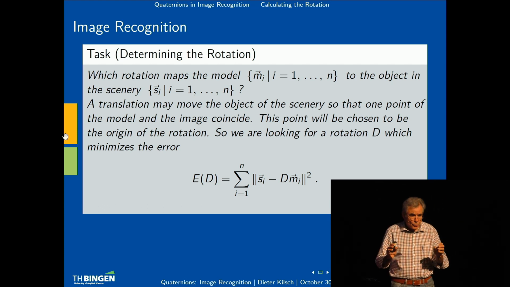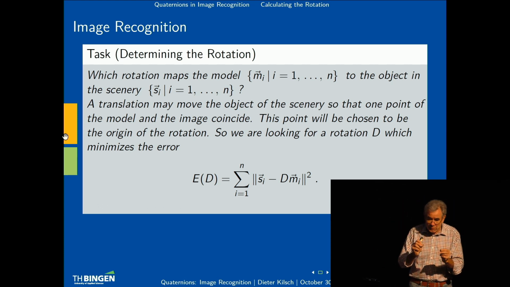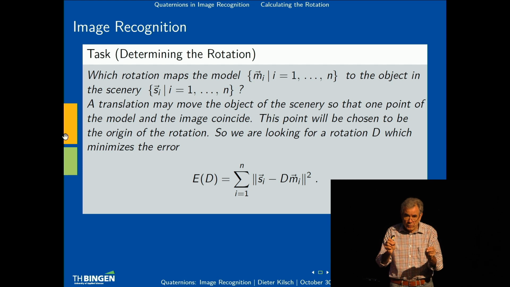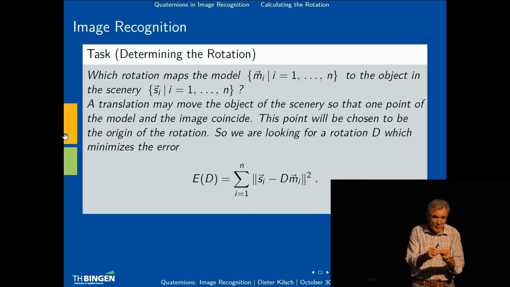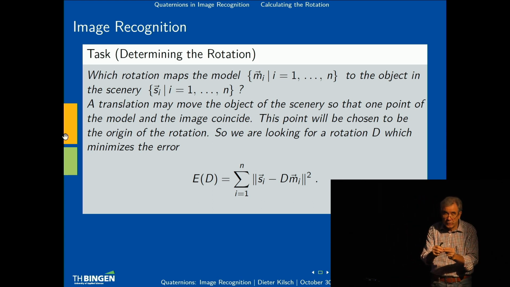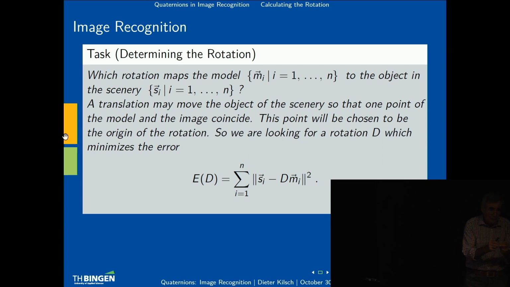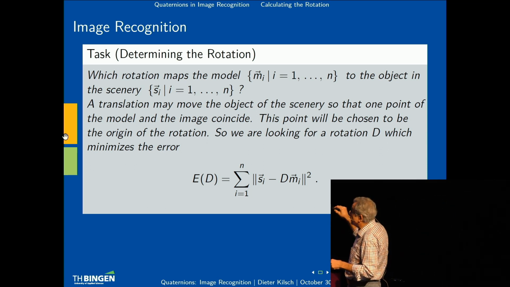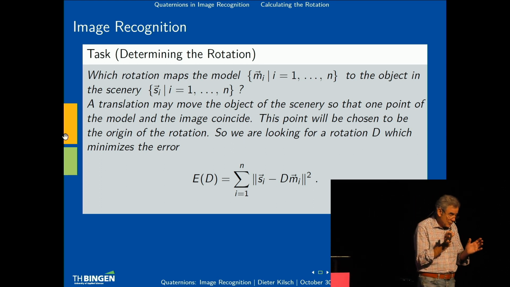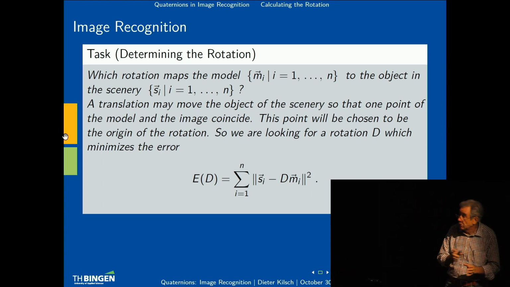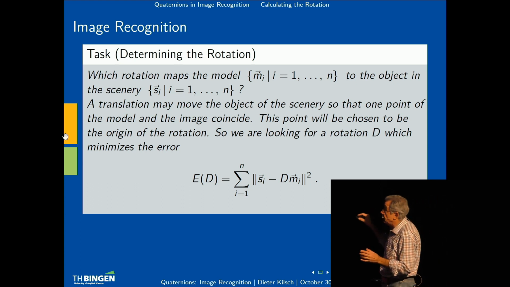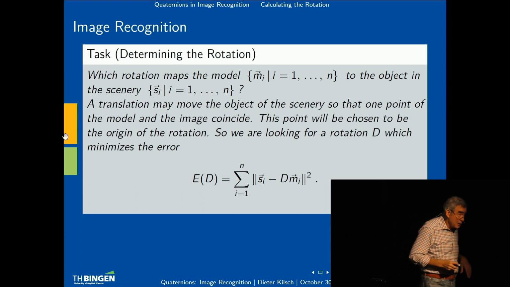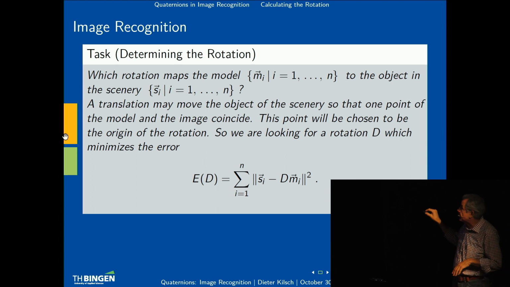So the first thing you can do, you decide 2 corners, one of the model and one of the scenery, which are the same, so you move them together. And what is left is to calculate the rotation you need. Okay, so you have to find a rotational matrix which rotates the model to the scenery. And you calculate the error you make depending on the matrix you use.